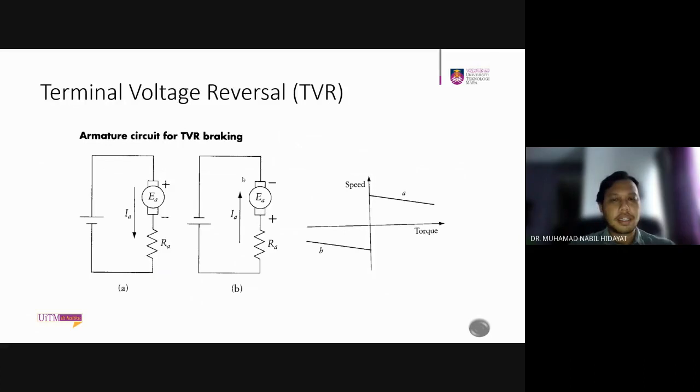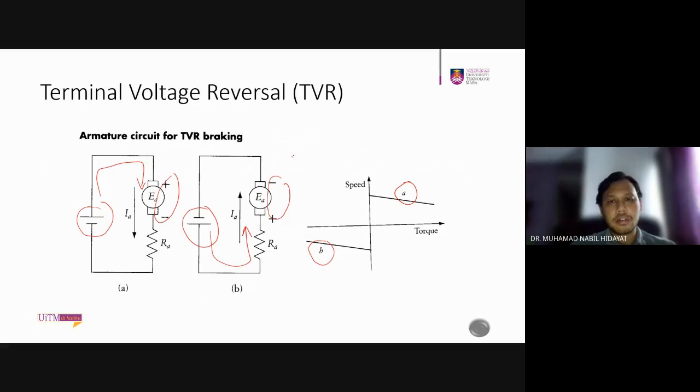So if you look at TVR, in condition A you have your source supplying to the armature. And if it's reversed, you have your speed also reversed, and the source is also reversed. So it will go this way, and for B it will go a different direction. But what is different is the speed.